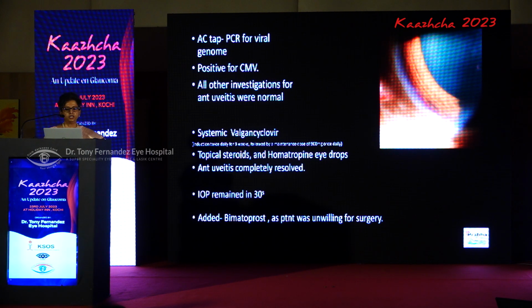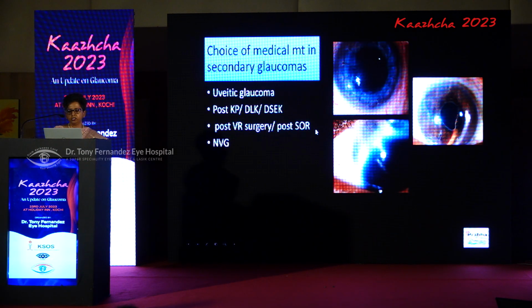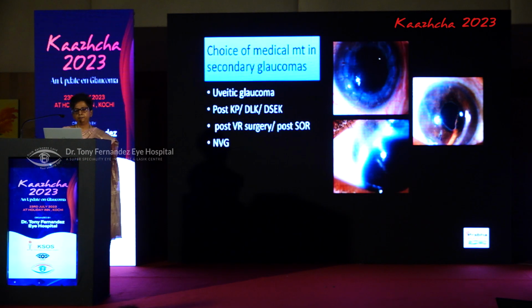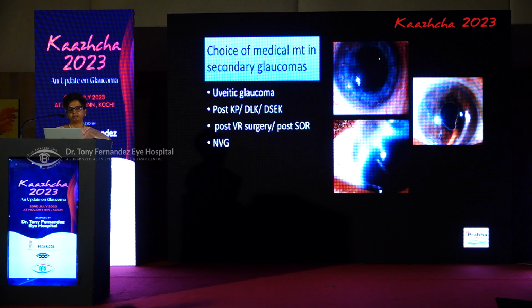So as the patient was unwilling for surgery, after discussing with the patient, I added bimatoprost. Here you can see a small hemorrhage which happened after paracentesis for PCR. That is a sign in such patients. So immediately after starting bimatoprost, you can see that the anterior uveitis worsened. So in patients with uveitis, though I would say PG analog is not contraindicated, when the eye is quiet, you can consider it. Be on the lookout for reactivation.